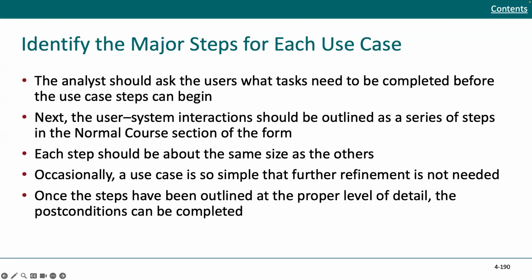So what about the major steps? The analyst or system engineer should ask the users what tasks need to be completed before the use case steps can begin. Next, the user-system interaction should be outlined as a series of steps in the normal course, that when it's activated, the use case is activated. Each step should be about the same size as the others. Occasionally, a use case is so simple that further refinement is not needed. Once the steps have been outlined at the proper level of detail, the post conditions can be completed.